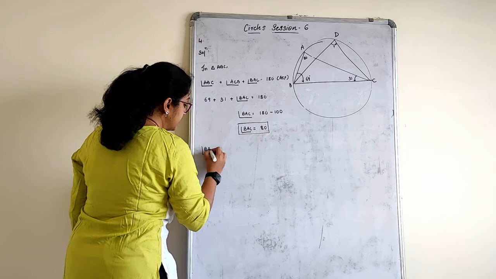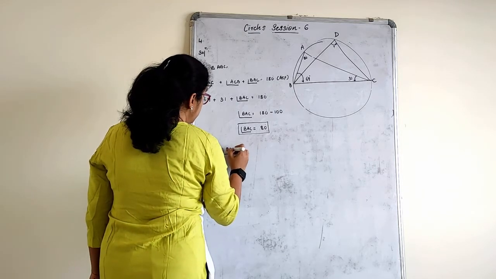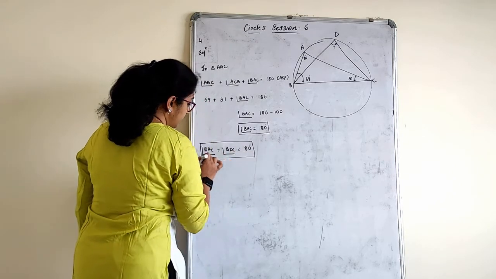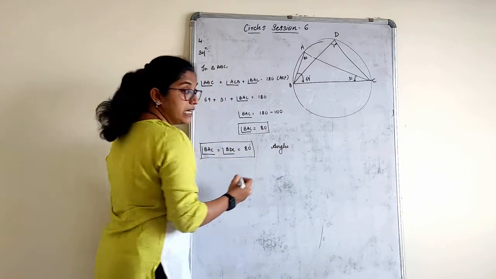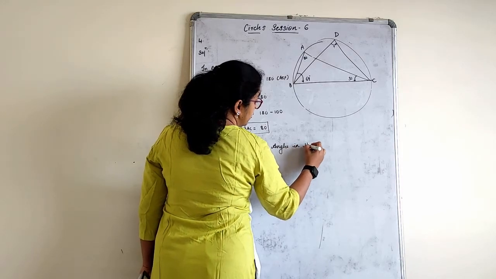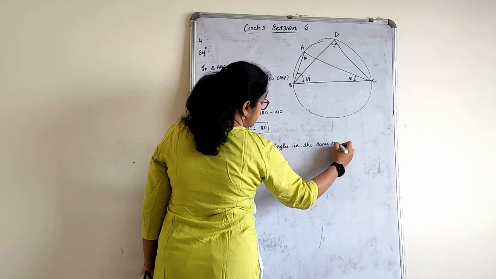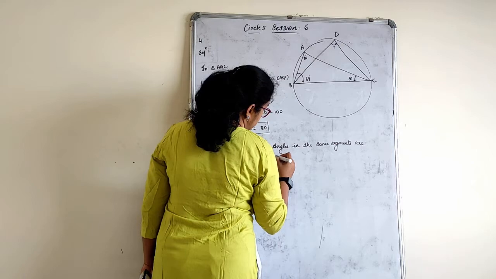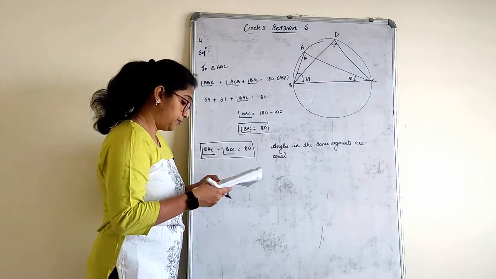Angle BAC is equal to angle BDC is equal to 80 degrees. Reason? The property: angles in the same segments are equal. Angles in the same segments are equal. Done? Okay. The fifth one.